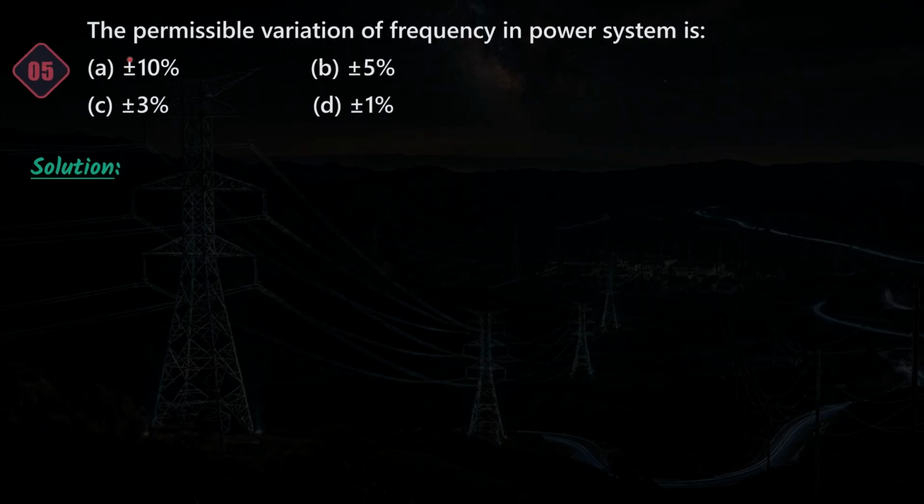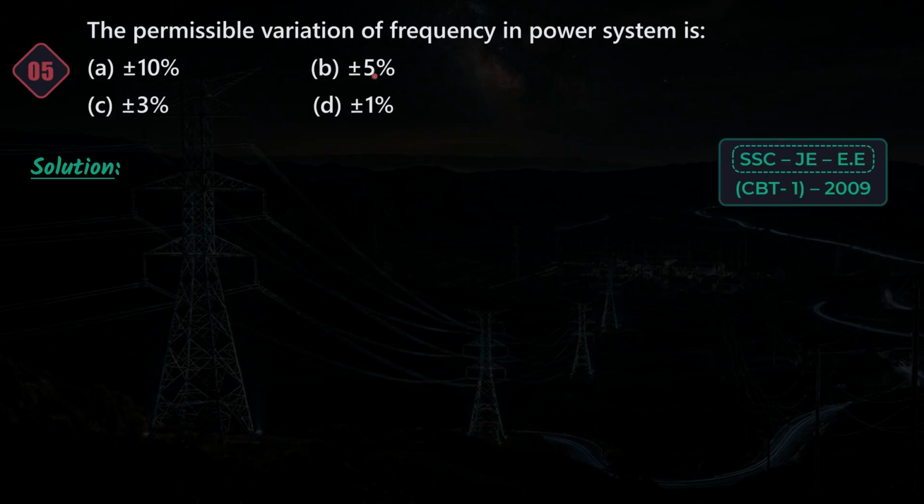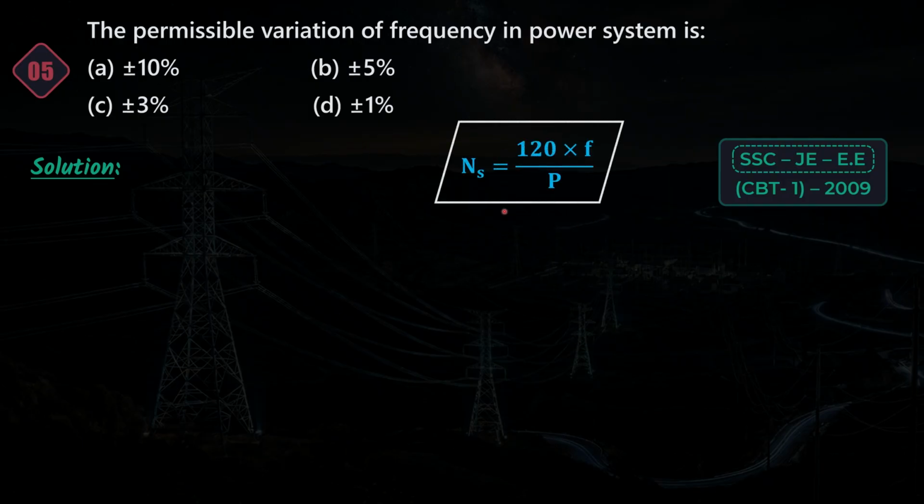The permissible variation of frequency in power system is option A plus minus 10%, option B plus minus 5%, option C plus minus 3%, and option D plus minus 1%. Now, let us know the significance of stable frequency, since operation of AC motors depends on frequency for their speed. If the frequency drops too low, motor slows down and can overheat. If it goes too high, they can overspeed and cause mechanical failure.